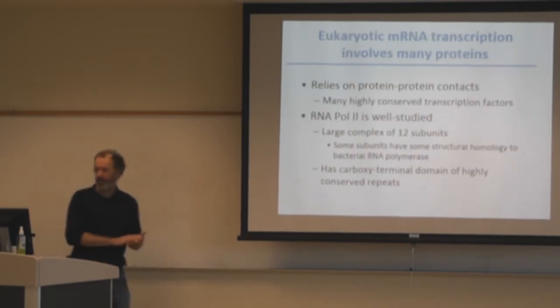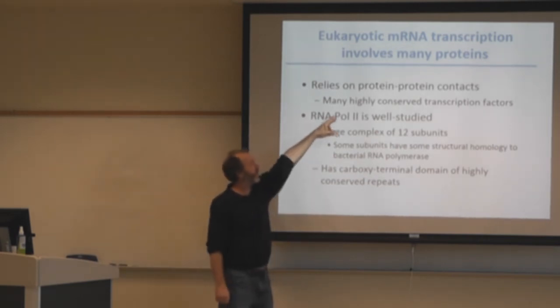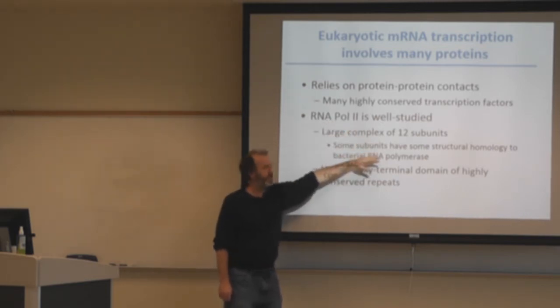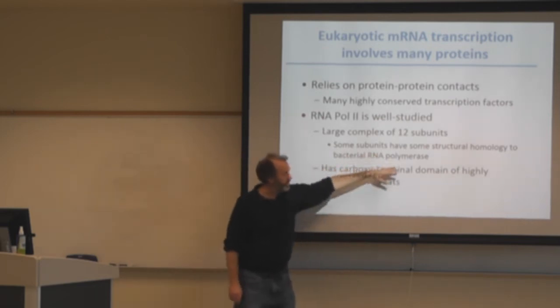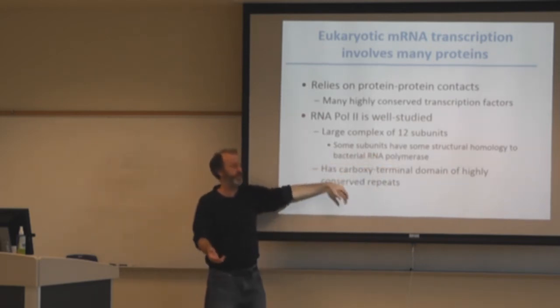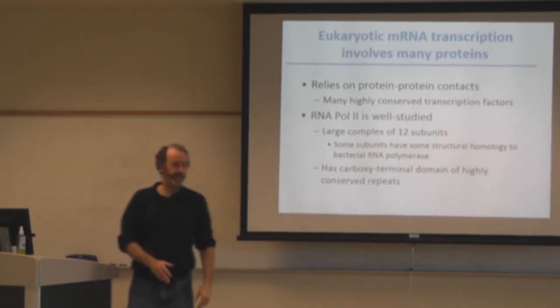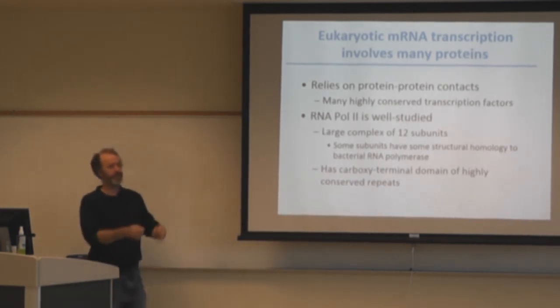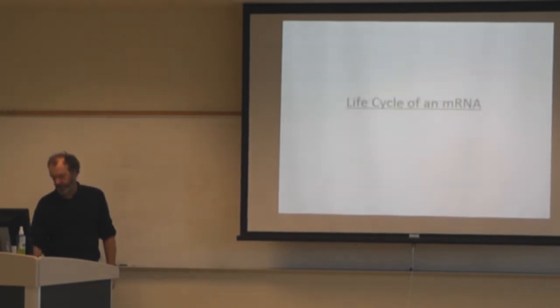So eukaryotic mRNA transcription involves many proteins, relies on protein-protein contacts, and many highly conserved transcription factors. RNA polymerase 2 is well studied. It's a large complex of 12 subunits. Some subunits have structural homology to the bacterial RNA polymerase. It has a carboxy terminal domain with highly conserved repeats, and these repeats have hydroxyl groups that can be phosphorylated. Here's the life cycle of an mRNA.